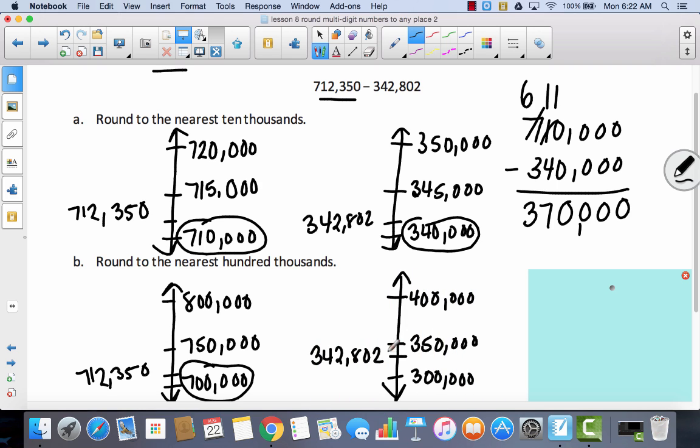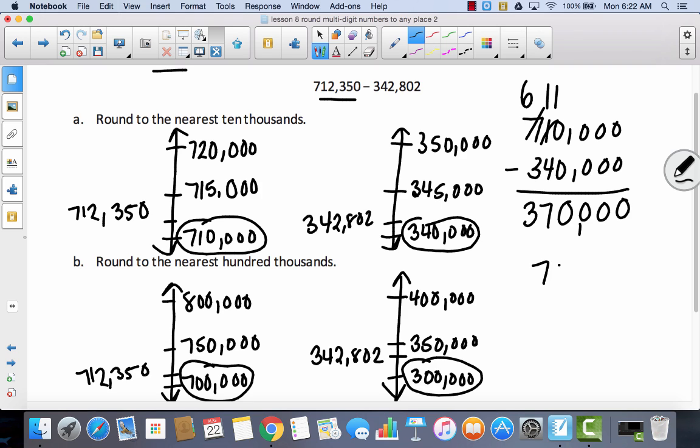All right, let's take a look at 342,000. Well, 342,802 has 300,000s. One more would be 400,000. Halfway between 300 and 400 is 350, so my midway point is 350,000. Well, 342,802 has a 4 in the 10,000s place, so that means that it comes below 350,000, which means it rounds to 300,000.